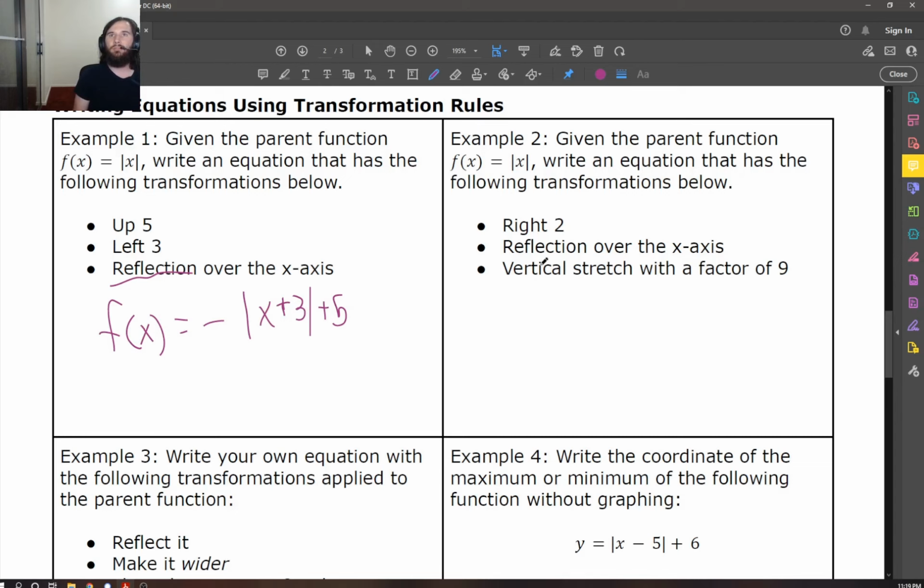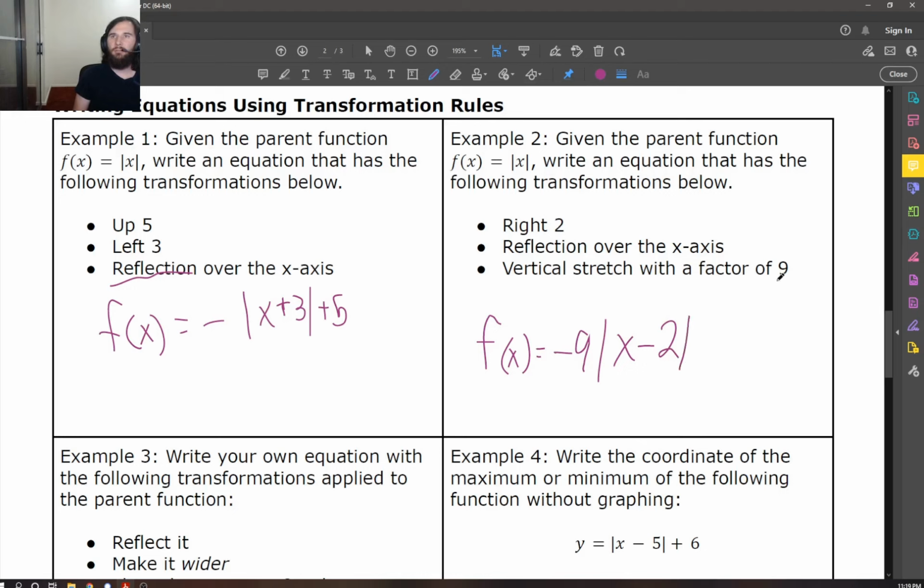Given the parent function, write an equation below. Alright, so f of x is equal to vertical stretch with a scale factor of 9 and a reflection. So that means it's going to be negative 9 times x, and it's moving to the right 2 spaces, minus 2.